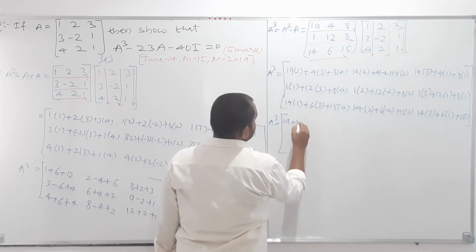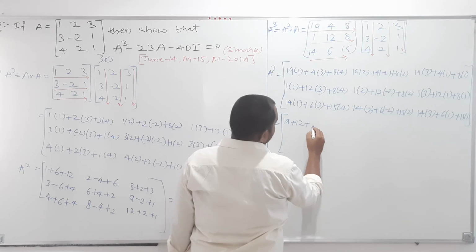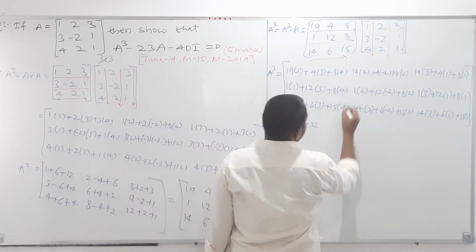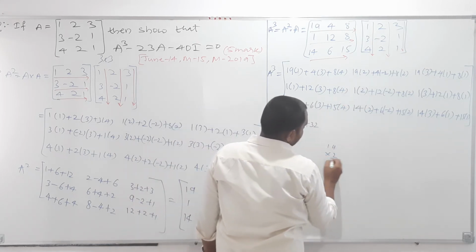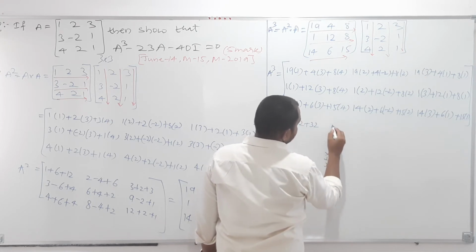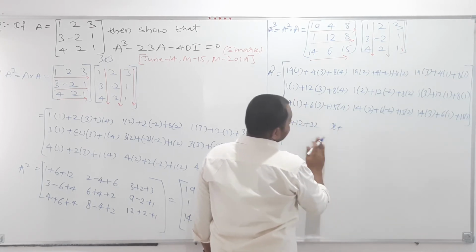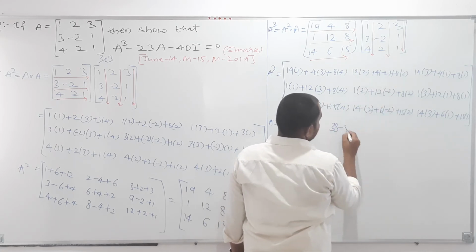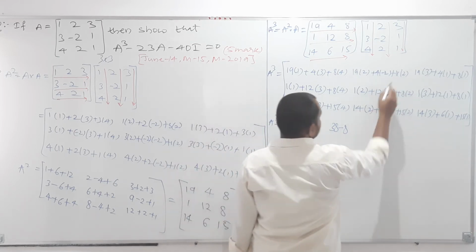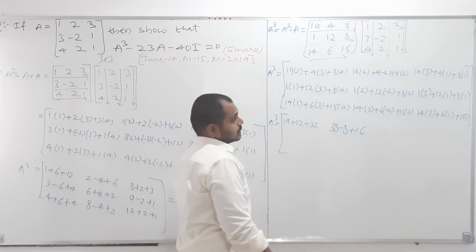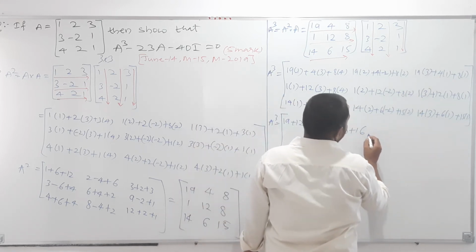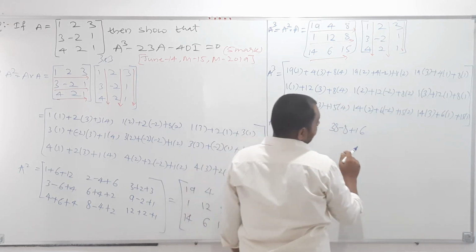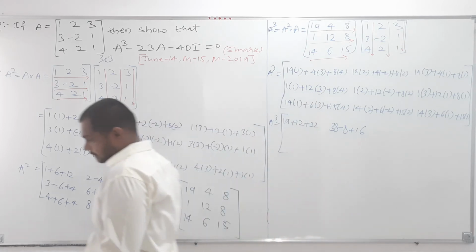19 into 1 is 19, plus 4 3s are 12, plus 32. Next, my dear students, 19 into 2 is 38, plus minus 4 2s are 8, plus 8 2s are 16. And next, my dear students, 19 into 3. Little space I required. I'll erase this one.